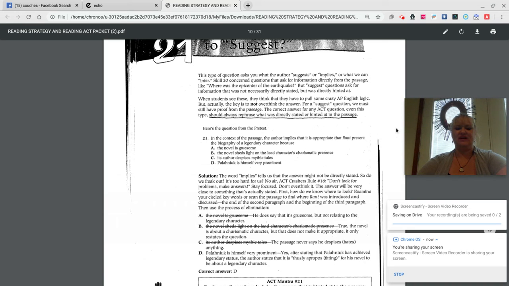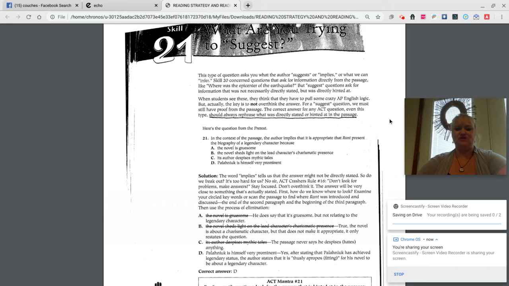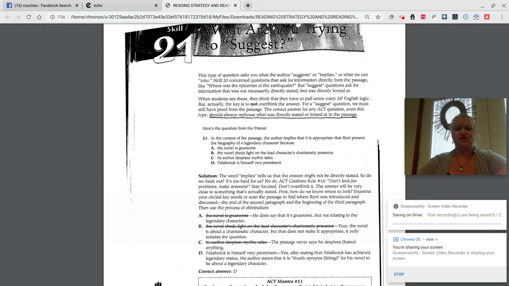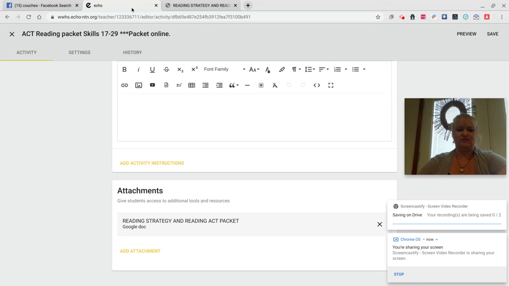Alrighty, we are looking at skill 21. If you're just joining me and you didn't watch skill 20 video, what you will do is you will go to your agenda, and above your agenda, there will be a folder that says ACT Reading Packet Skills 17 through 29. And you will click on that.